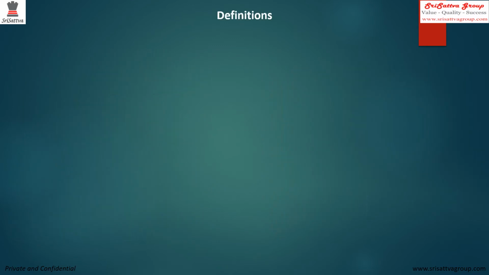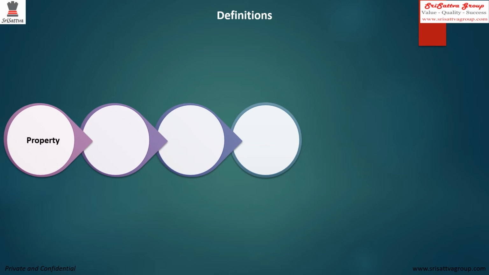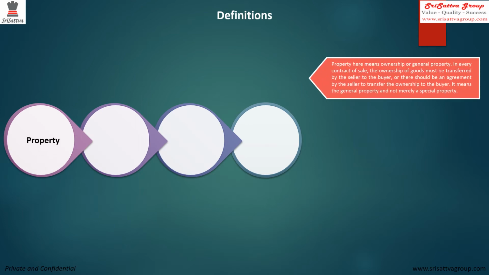Definitions. Property. Property here means ownership or general property. In every contract of sale, the ownership of goods must be transferred by the seller to the buyer, or there should be an agreement by the seller to transfer the ownership to the buyer. It means the general property and not merely a special property.